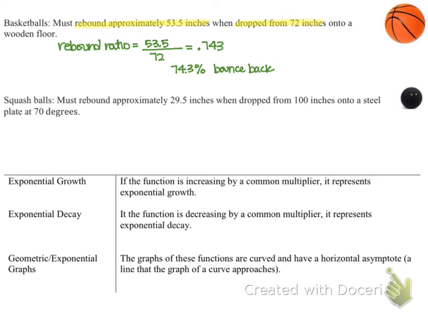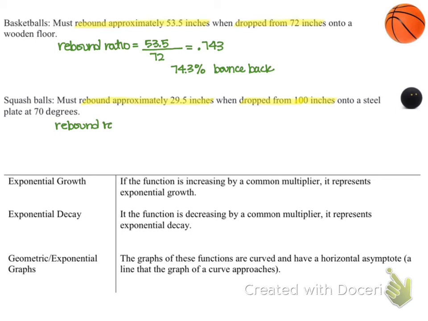Okay, now a squash ball. Squash is kind of like a racquetball, just so you guys know. They're these little tiny balls, normally pretty firm, and they bounce pretty well. This squash ball has a little bit of the air deflated out of it, so it might not bounce as much. Rebound approximately 29.5 when dropped 100 inches onto a steel plate at 70 degrees. It has to be at a specific angle, but we're not going to worry about that.